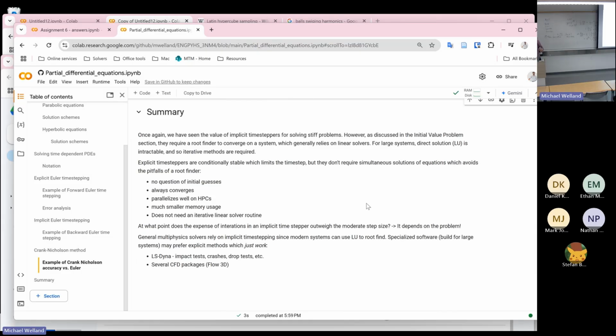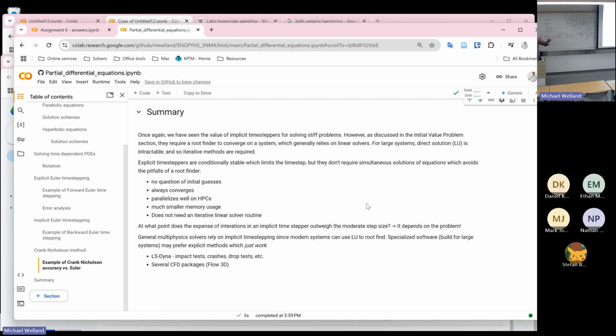So if that's the case, typically you have to resort to iterative solvers. And here's the conundrum. Before I get there, explicit time steppers are conditionally stable. But as long as you are within that condition, and remember that you can calculate that condition beforehand, you know what that limit is. As long as you're in that limit, you will converge to the right solution, right? The problem is that that limit tends to be pretty small.